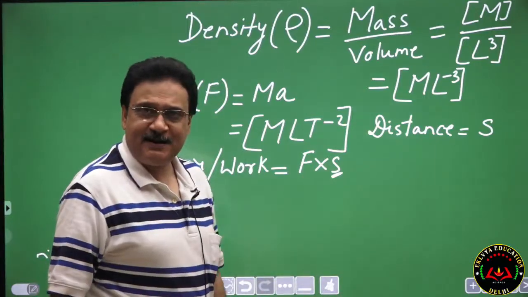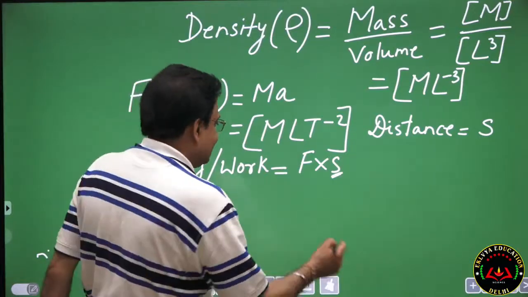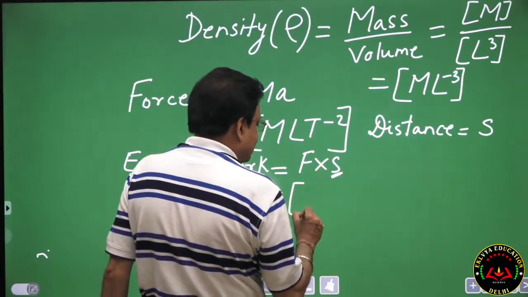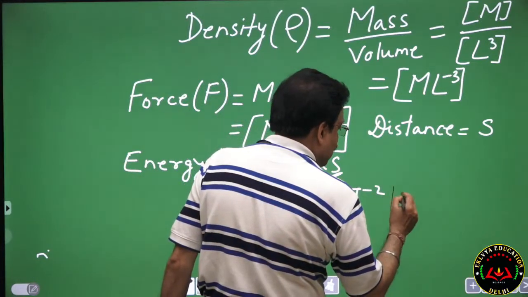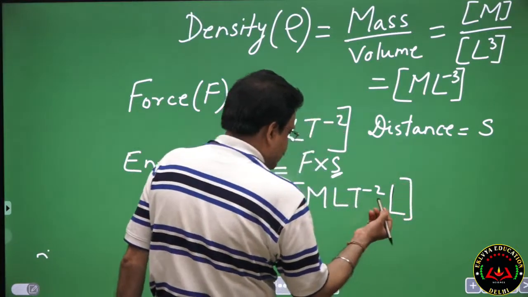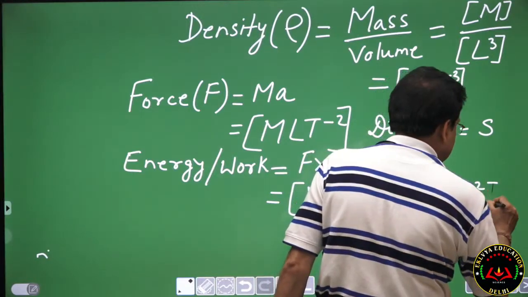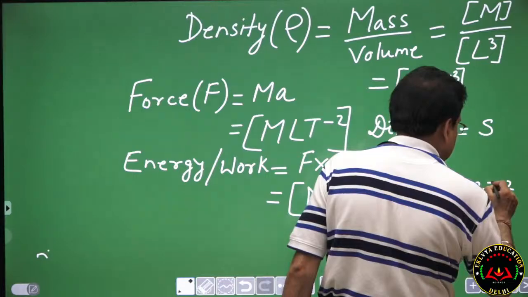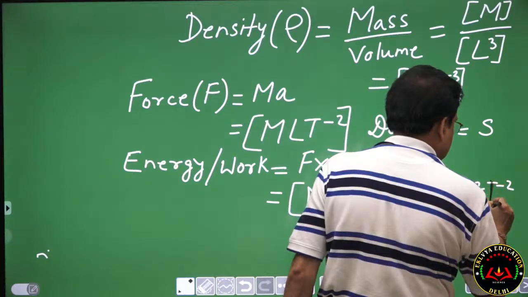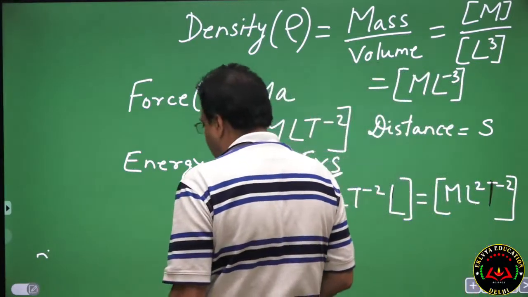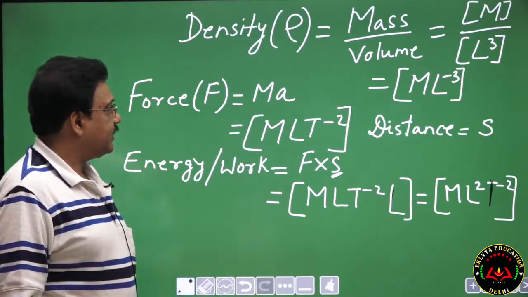So force into displacement. अब अपन इसको, now we need to write down dimension. फोर्स का अभी हमने ऊपर बनाया है mlt to the power -2, और डिस्प्लेसमेंट या डिस्टेंस एक और l. सो क्या बना? ml2 t to the power -2. This is energy or work.